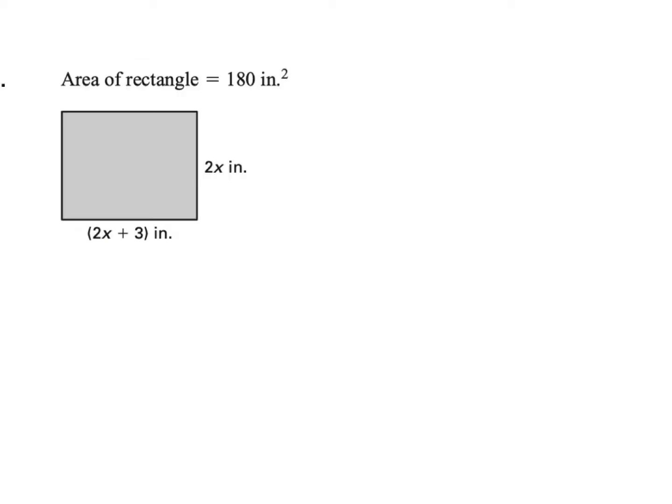All right, so we've got the area of a rectangle, which is 180 inches squared, and then we've got a height of 2x and a width of 2x plus 3. So remember, area is equal to our base times our height, or our length times the width. So let's go ahead and set this one up, and I'm going to have my 2x times 2x plus 3, because base times height, and now we're saying that the area is equal to 180.